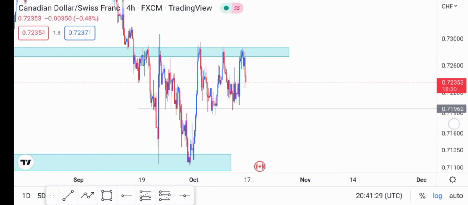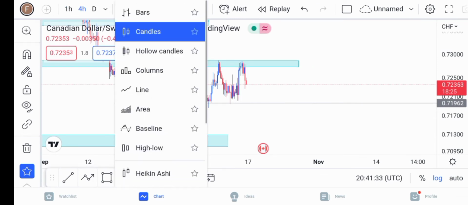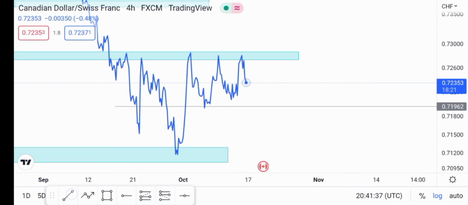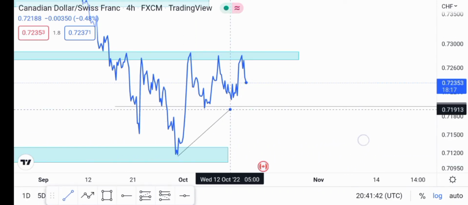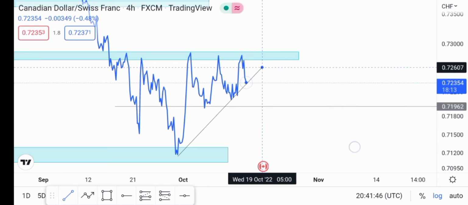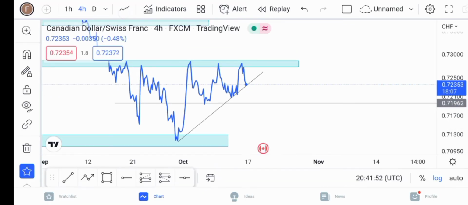So if we look closely, let us move to the line chart because I'm seeing a beautiful trend line occurring, but I just want to use the points of the candlesticks. So from this point right over here, okay, this one is the first one. Okay, so let us go back to the candlesticks.